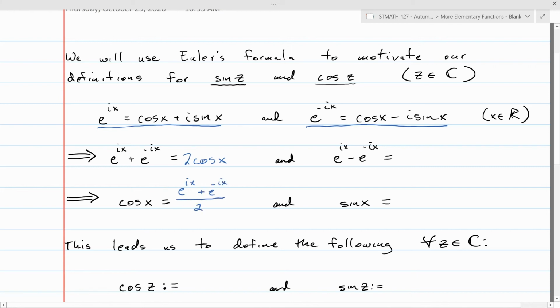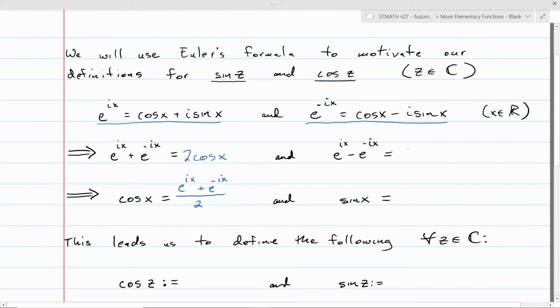And similarly, if you subtract those two equations that I've got underlined in blue, you see that the cosines will cancel out, and you end up with 2i sine. And then you could divide both sides by 2i, and you find that sine of x equals e to the ix minus e to the negative ix divided by 2 times i.